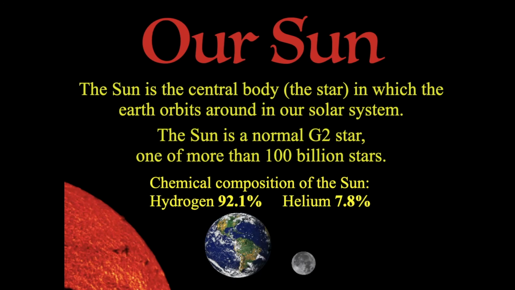Now we're going to focus on our solar system, specifically the sun. Our sun is the central body, the star, that Earth and all the other planets revolve around and orbit in our solar system. Our sun is a normal G2 star. Its chemical composition includes hydrogen and helium. Hydrogen and helium are the main two elements, with hydrogen being 92%, the majority of the elements making up stars, specifically our sun.